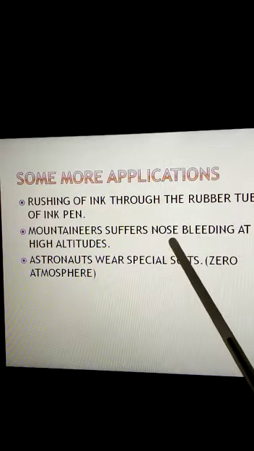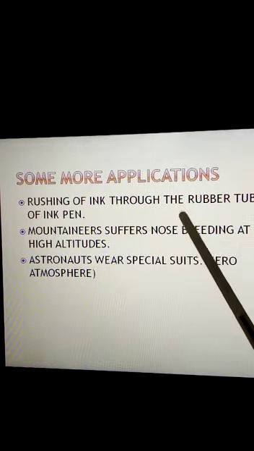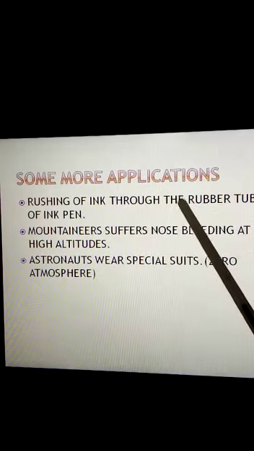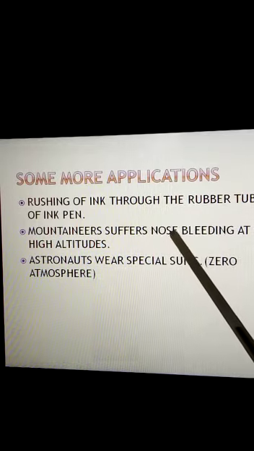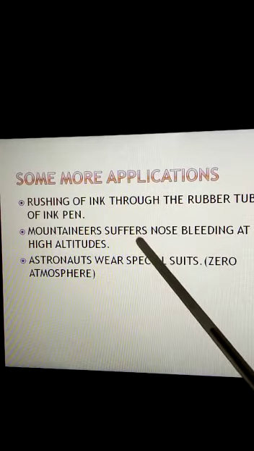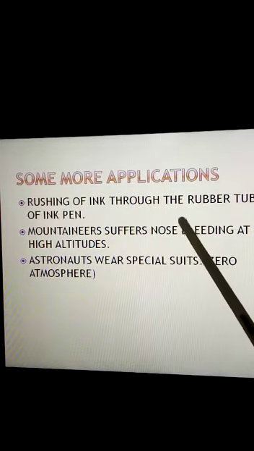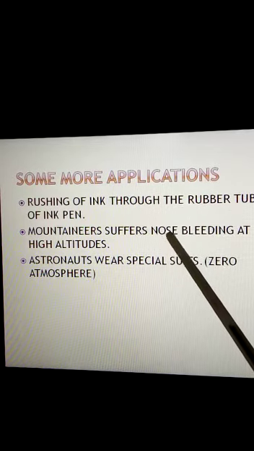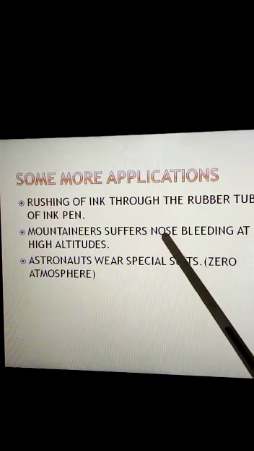The mountaineer suffers nose bleeding at high altitudes. As we go to higher altitudes, the atmospheric pressure gradually decreases because of the lower density of air and fewer atmospheric layers of air. Thus, on high mountains, mountaineers suffer nose bleeding. Why? Because the inside blood pressure becomes more than the outside atmospheric pressure. Thus, blood comes out through their nose, mouth and ears.